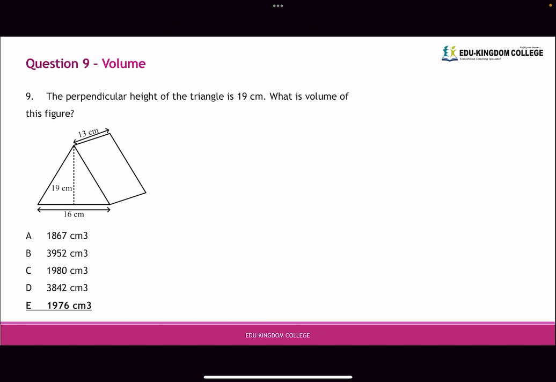So volume, so basically you just need to find the area of the triangle and then multiply it by the length. So that's 16 times 19 times half is the area. So 8 times 19, and then the volume should be 8 times 19 times 13. Okay, so that will give you E.